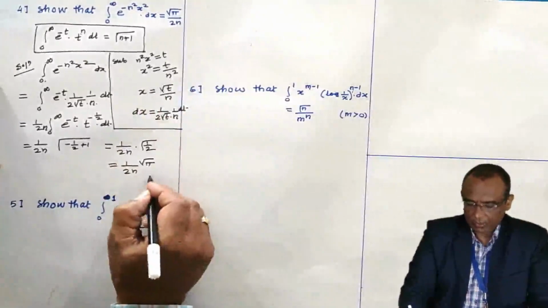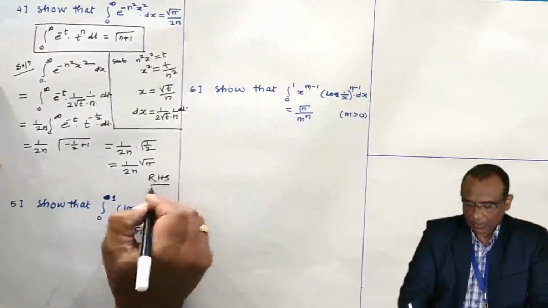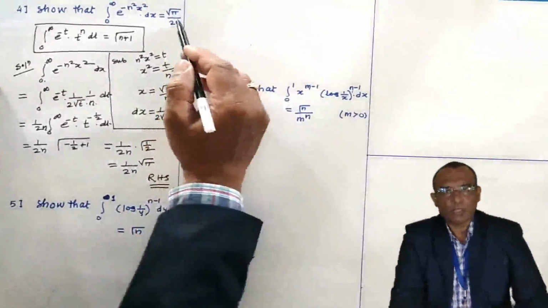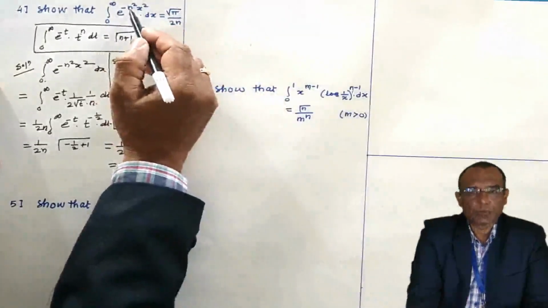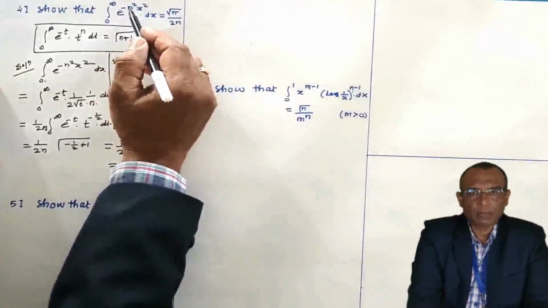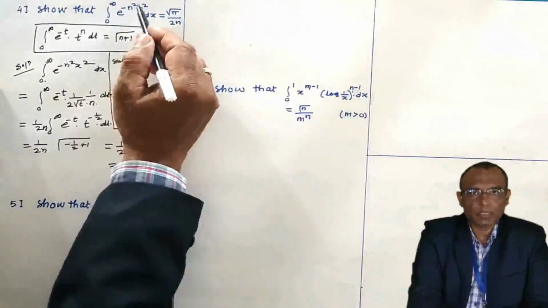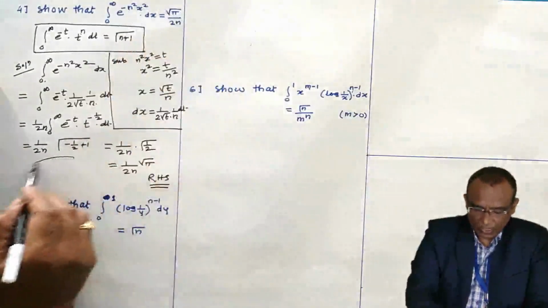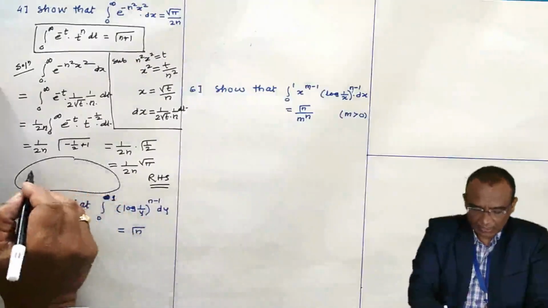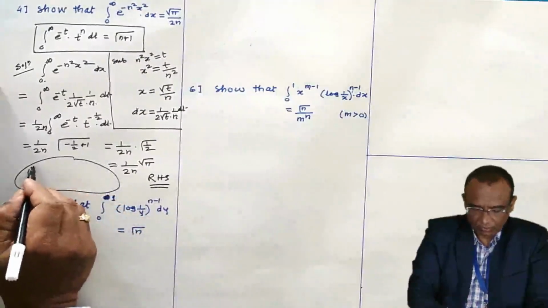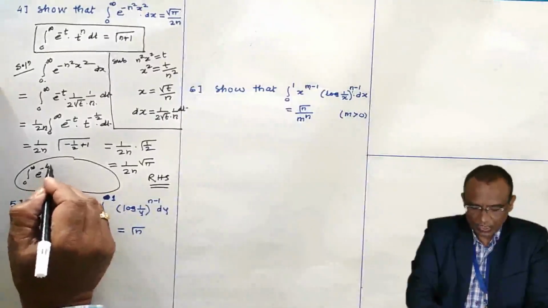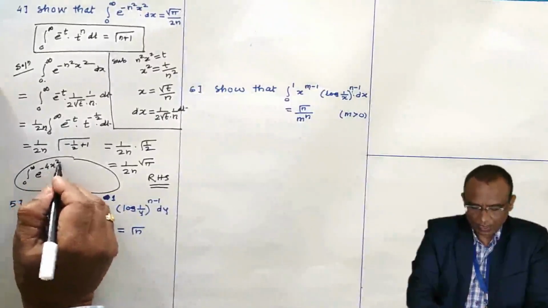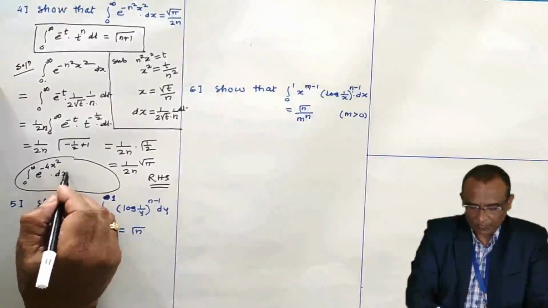The right hand side we have obtained. Now this may be asked as an MCQ, or in examination this n may be replaced by 1, n may be replaced by 2, n may be replaced by 3 and so on. Okay. For example, if I want the integral of e to the power minus 4x square, how do you get the integral of this?